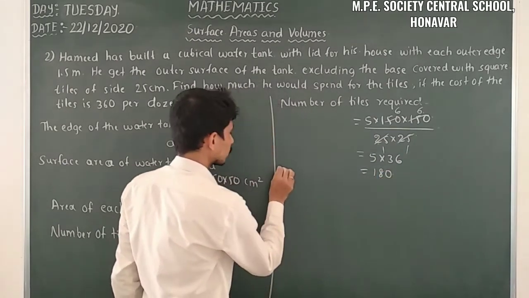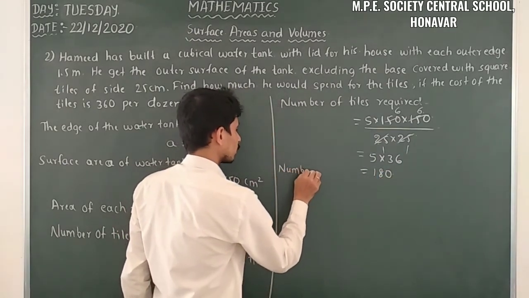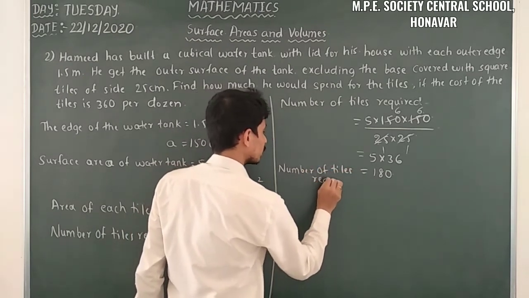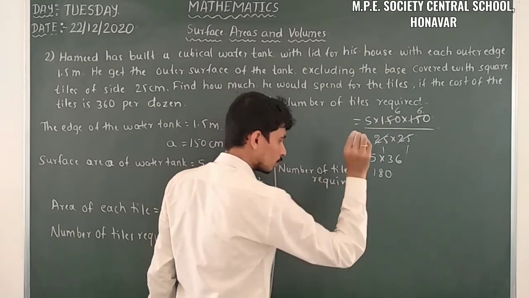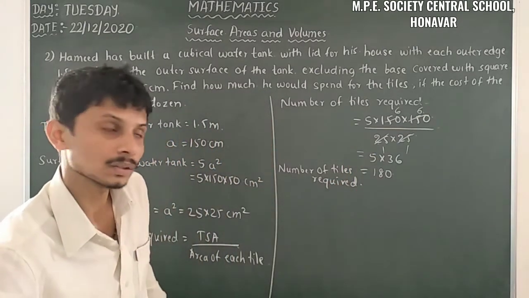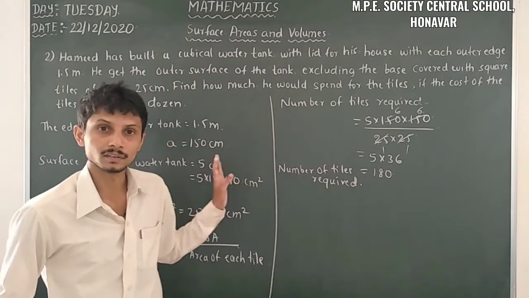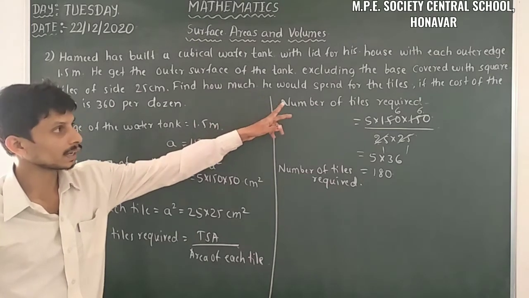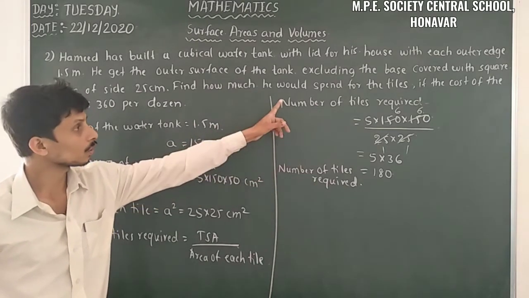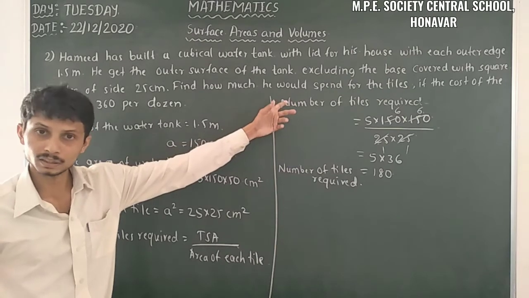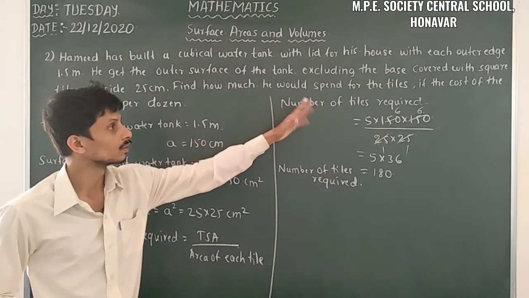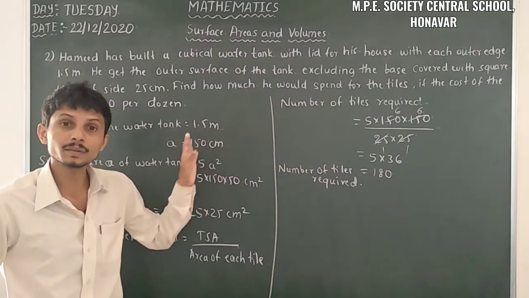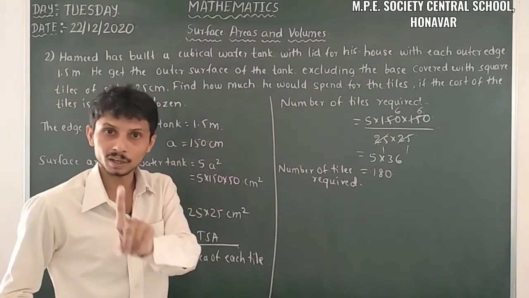The number of tiles required is equal to 180. So the number of tiles required is 180. Then, just observe, find how much he would spend for the tiles. Here we have 180. So how much does Hamid have to spend for the tiles, if the cost of the tiles is 360 per dozen? Dozen means 12 tiles, 12 tiles means 1 dozen.